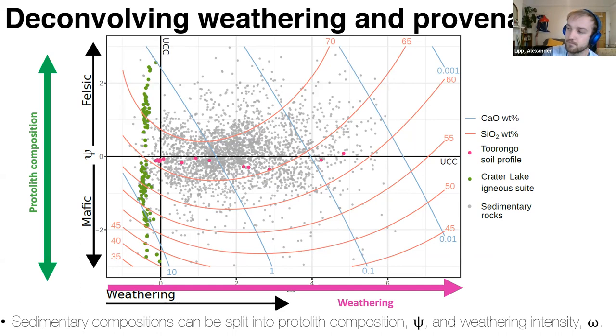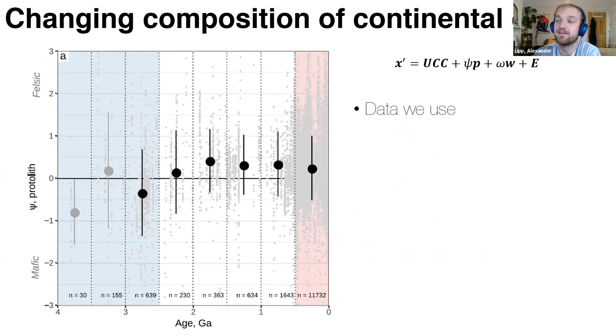Now, why is that? What I'm going to show now is how we can use this to understand the changing composition of the crust. So what I'm applying here is the model, where we're interested in this term here, the protolith term, and psi in particular is the intensity of the igneous rock protolith. So up is felsic and down is mafic. Now these gray points represent data within the Sedimentary Geochemical Paleoenvironments project. So the data we're using are the major elements, and then we're using the model age, which has been independently assigned, to place it in the sedimentary record.